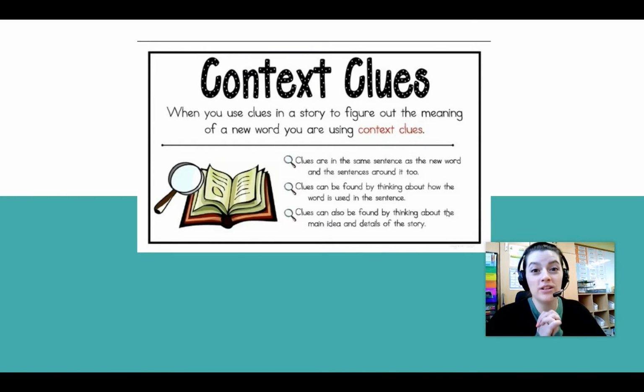Okay, now we're going to talk about context clues. Context clues are when you use clues in a story to figure out the meaning of a new word. So, clues are in the same sentence as the new word and the sentences around it. Clues can be found by thinking about how the word is used in the sentence, and context clues can be found by thinking about the main idea and the details of the story.